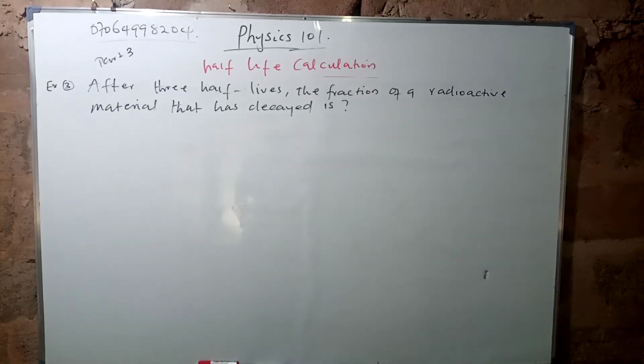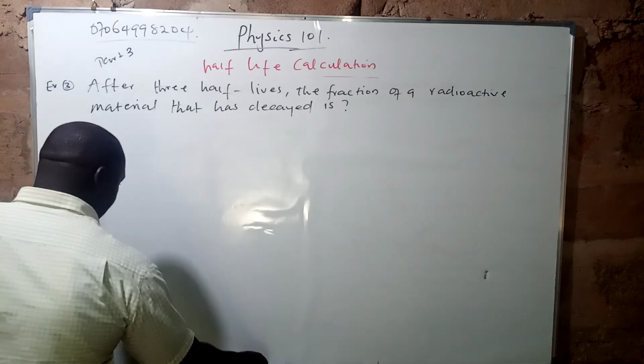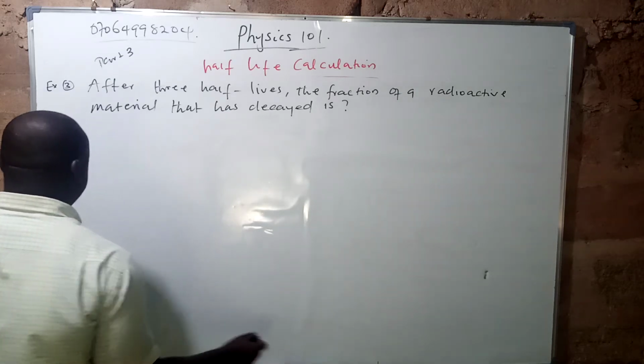Part 3 of the video. After 3 half-lives, the fraction of a radioactive material that has decayed is, now this is FD. From part 1, FD was introduced. And so what we are calculating is now FD.